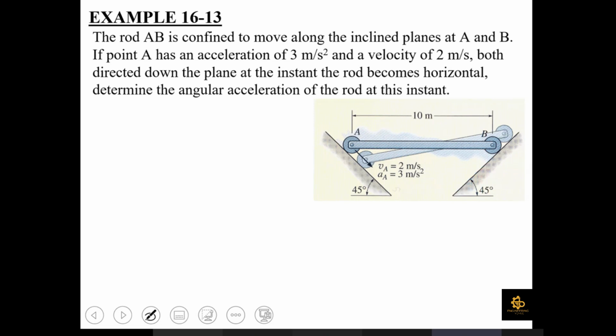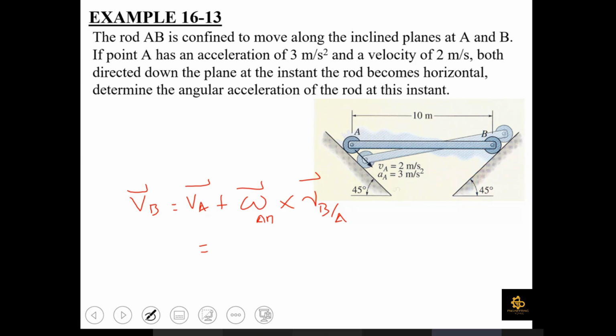Sir, A को base point बना लेंगे. So our equation would become V_B should be equal to V_A plus omega cross r. So omega is going to be omega AB of this connecting rod, and the relative position is going to be the relative position of B with respect to A. Okay, what about V_A? Can you identify this V_A vector?